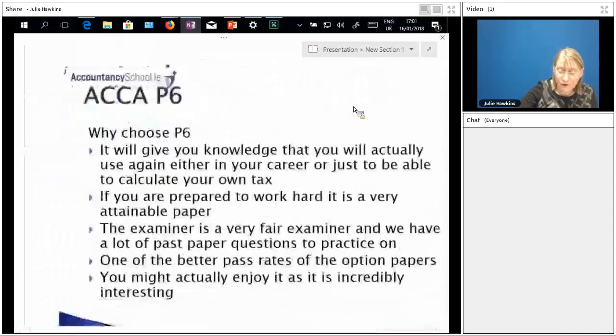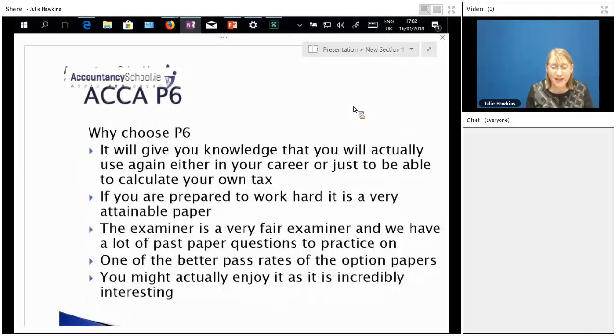Now, why choose P6? Well, P6 will actually give you knowledge that you will use again in your career, or just maybe to calculate your own tax. Remember, there's two things certain in this life: death and taxes. You will be paying taxes until the day that you die. So it is always good to be able to calculate your own tax.